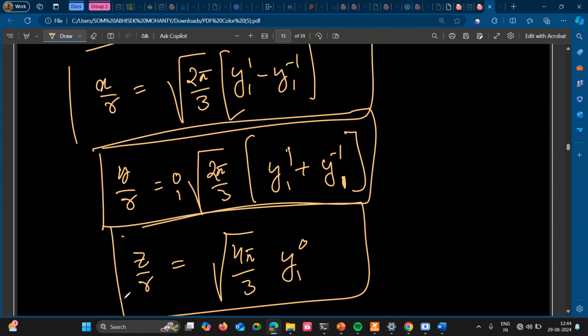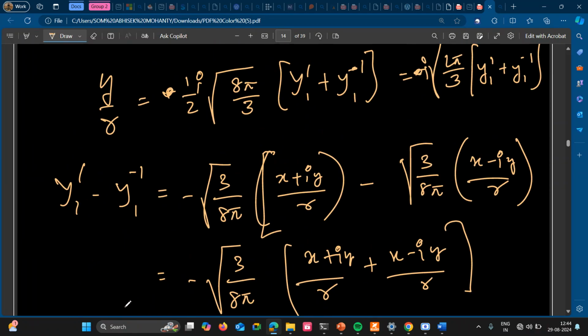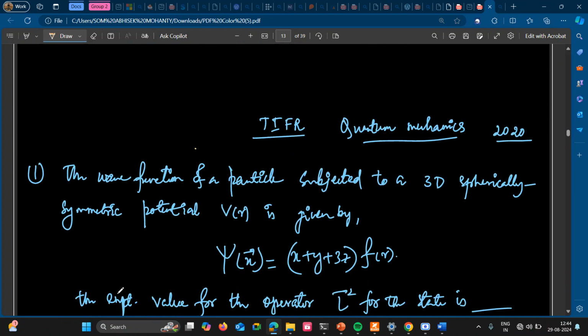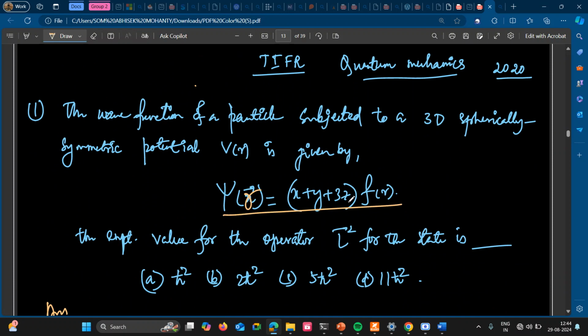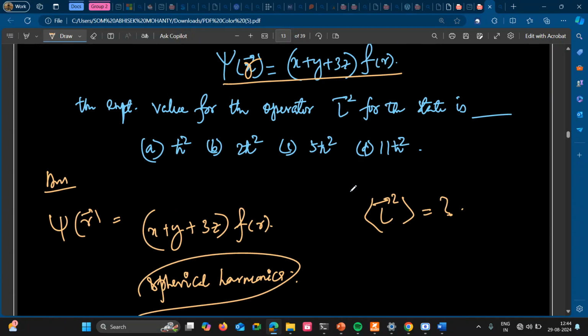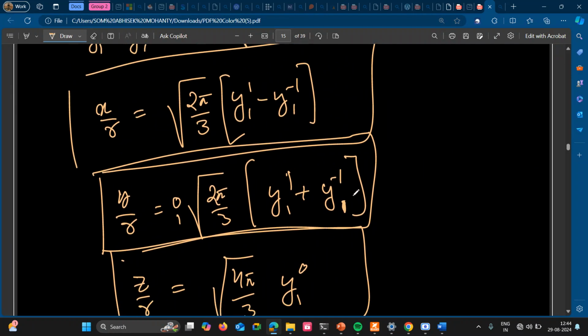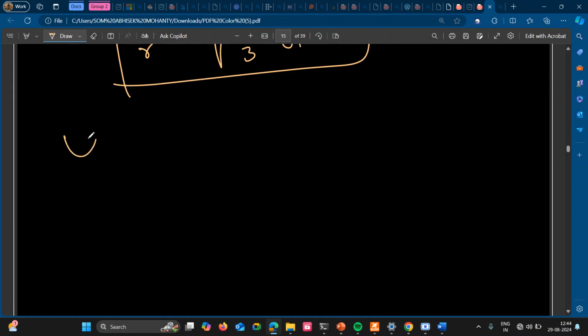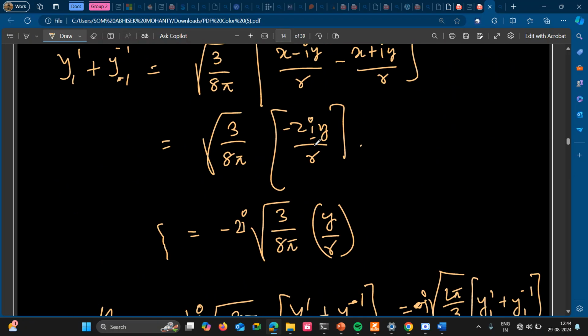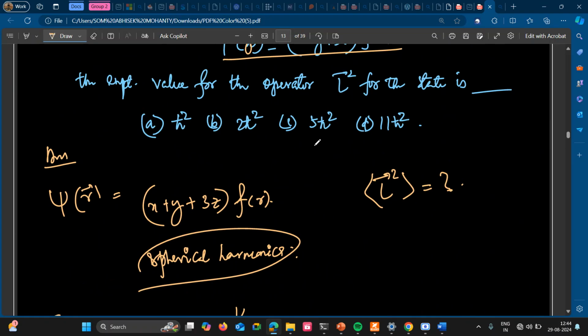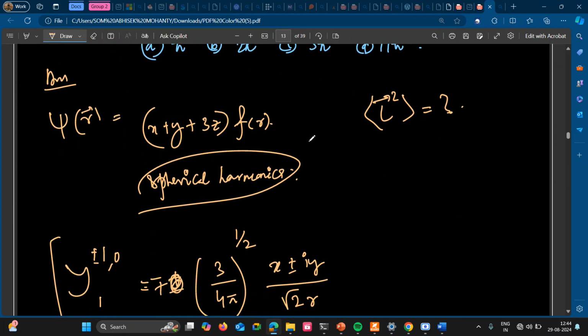Now what should we do now? In the wave function, we'll just put it because we know the wave function, right? Psi r, we have psi r. So if I multiply r on both sides, because r is divided here. Let me write psi. Psi is equal to x plus y plus 3z f of r.